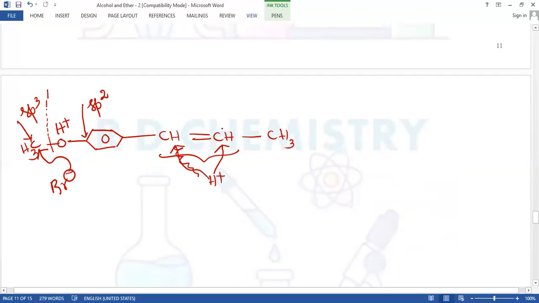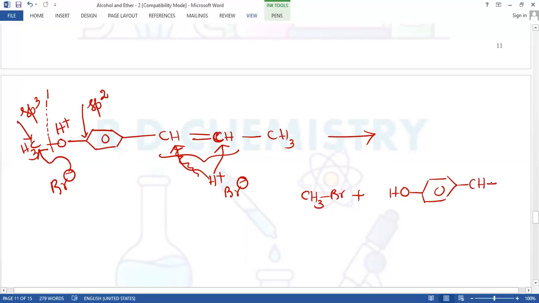Assume it goes to this carbon atom. Let me write the product first, and Br minus later. We'll get CH3Br as one product, plus a phenol derivative. Then CH, breaking the double bond into a single bond, becomes CH2, then CH3. Now a carbocation is generated here.